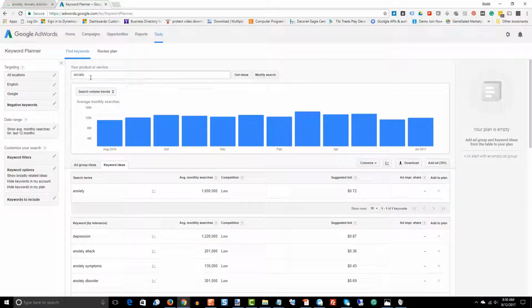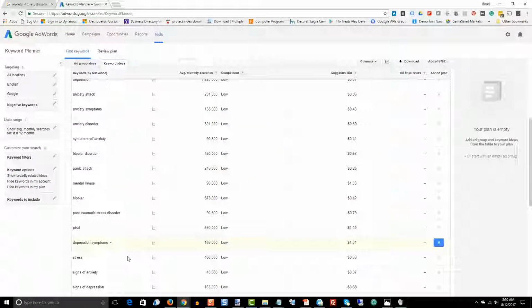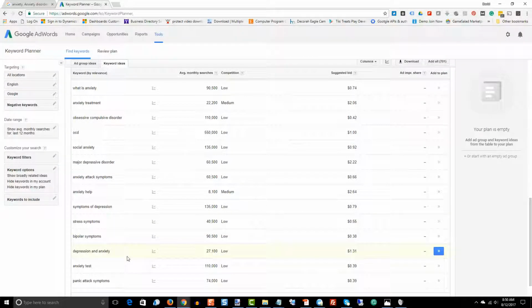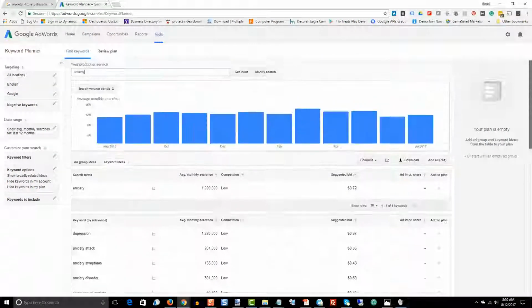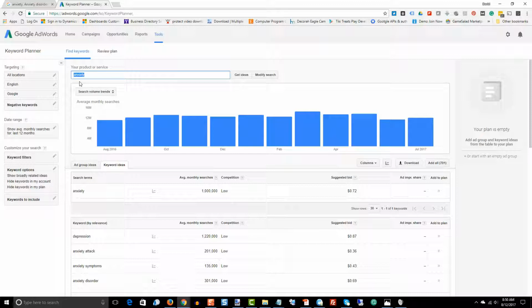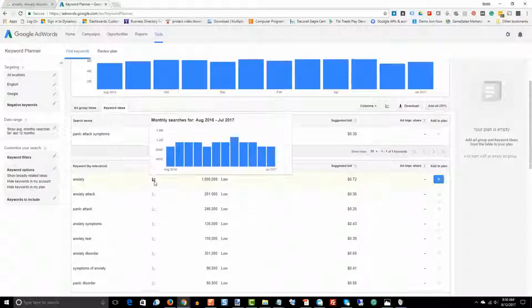Now what I want to do is say, okay, let's say I am going to use the phrase panic attack symptoms as one of my keywords. I could expand then and put that in here to get additional ideas. And so panic attack symptoms, as it said, comes back 74,000, bid low, suggested bid 39 cents.